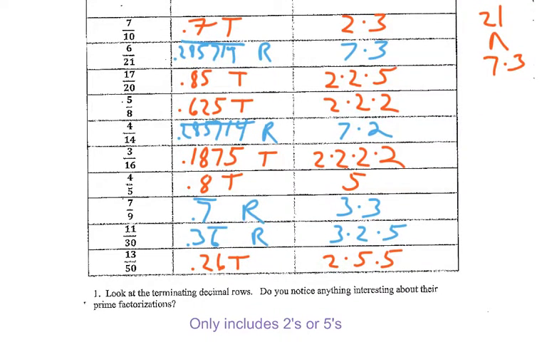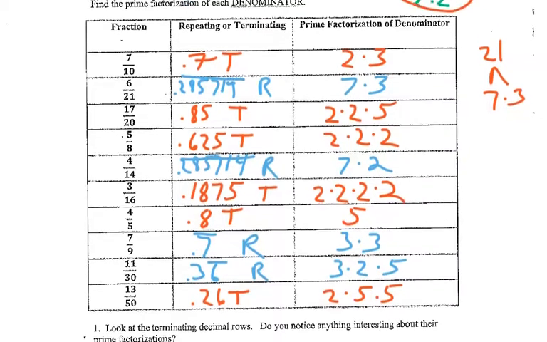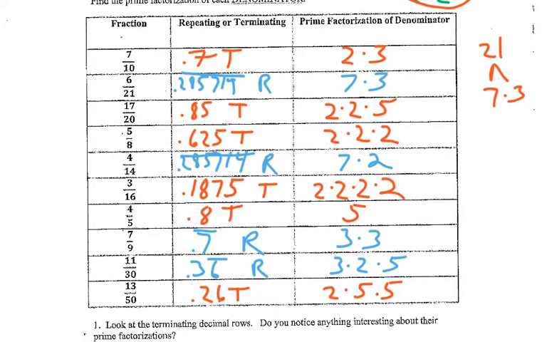So let's take a look now at the questions that are written below. It says, look at the terminating decimal rows. Do you notice anything interesting about the prime factorization? So go ahead and take a look at those rows. You can see all the red. So notice, terminating. Oops, that's a 5, not a 3. Sorry. Terminating. That has 2's and 5's. That's terminating as 2's and 5's. This just says 2's. That has a 5. This has 2's and 5's.